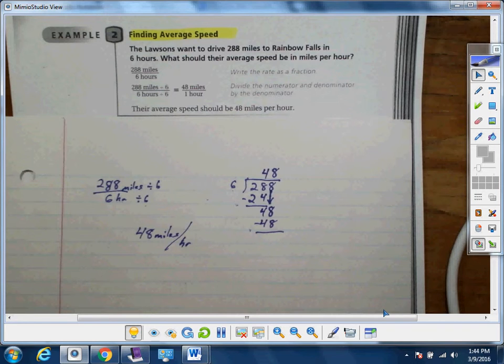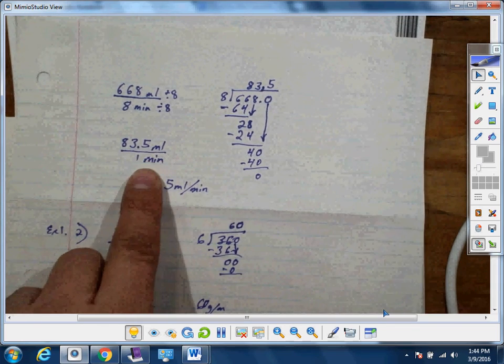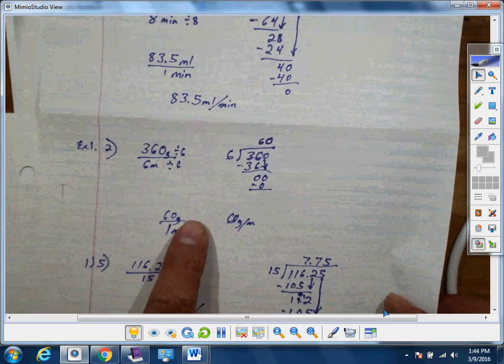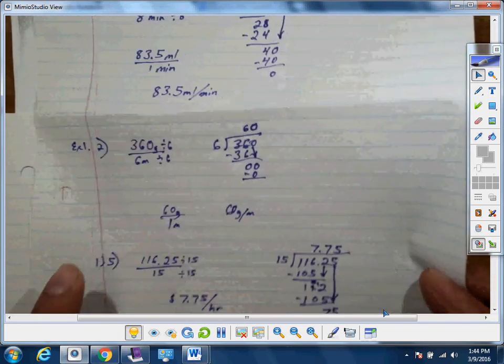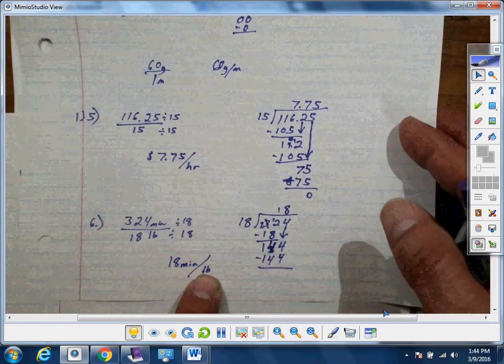Now, the other thing you need to remember is when you get done doing this, you need to make sure right here you put in what's called the labels. You want to make sure if you're finding miles per hour, you put miles per hour. If you notice, I labeled all of the other ones. This was milliliters in a minute. This one was grams in one muffin. And this one was 18 minutes per pound of cooking time.